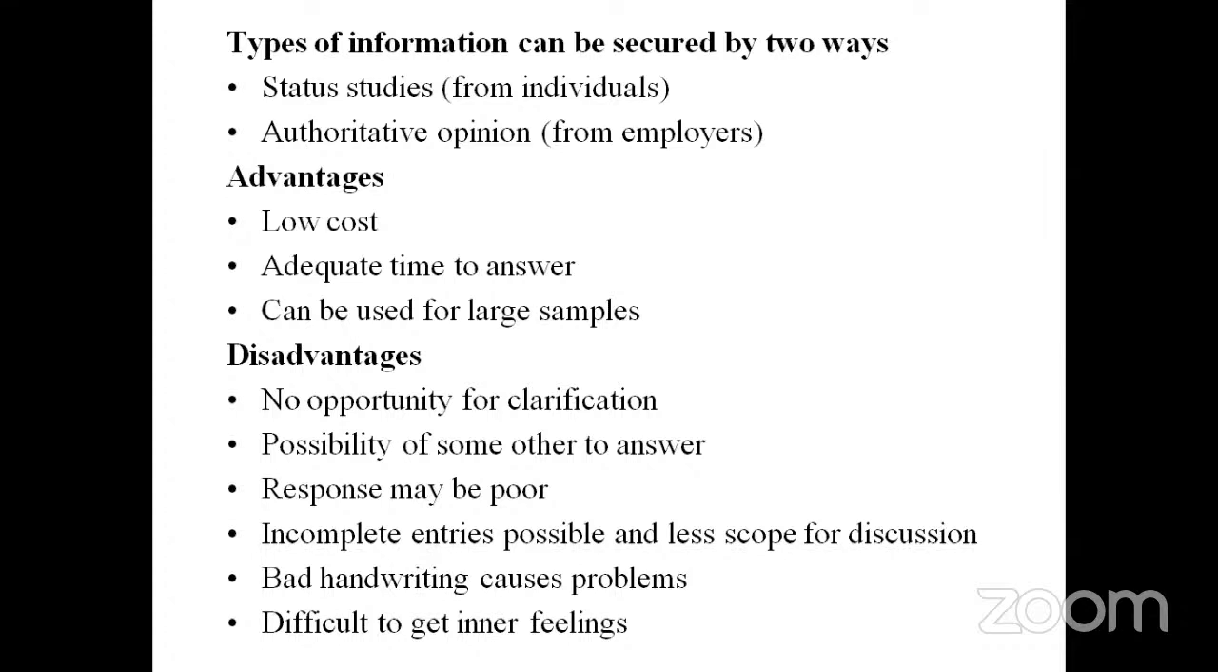And also the response may be poor. Some will send, some won't send, so the response will differ. It will be very poor. What we expect, we won't get that much. We have to struggle a lot to reach our goal. Incomplete entry is also possible. If we ask them to give 50 answers to 50 questions, they may skip some and send 35 or 40 or 30. The remaining 10 or 15 will be incomplete.